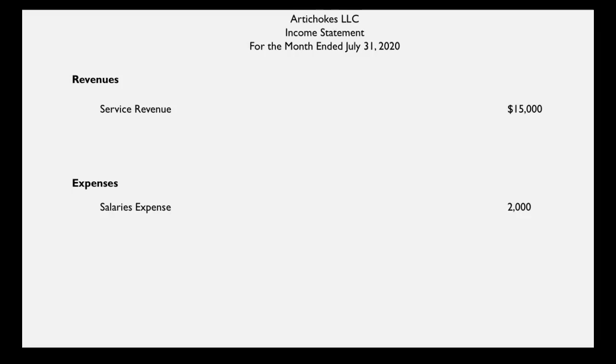Now, we are preparing this income statement for one main purpose, and that's so that way we can find our net income. So your net income is going to be your revenues minus your expenses. So we take our $15,000 in revenue minus our $2,000 in expenses, and we see that our net income should be $13,000.